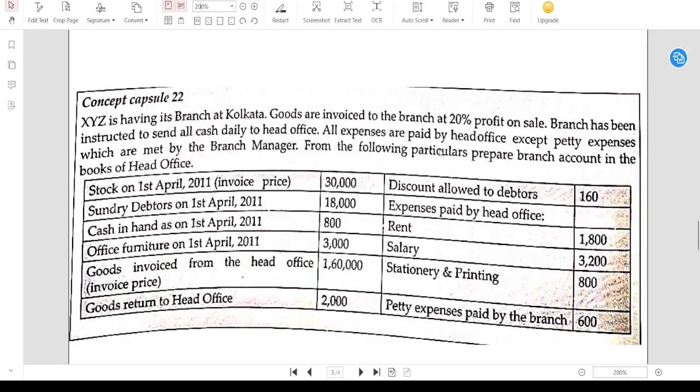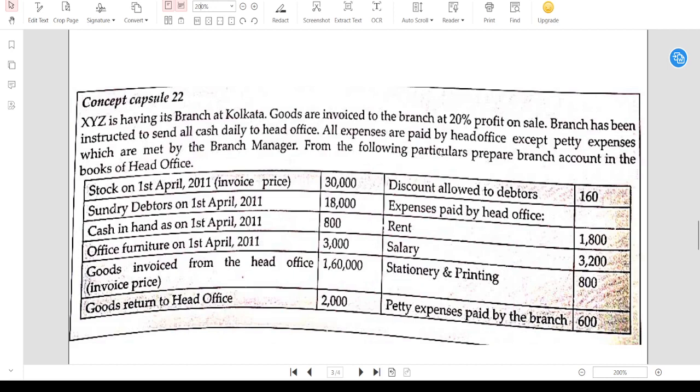सबसे फर्स्ट पॉइंट पे XYZ is a head office which is sending goods to the branch at Kolkata at invoice price, profit is 20% on sale. It means sale 100, profit 20, so cost is 80. So we need to just remember always that profit on sale means the invoice price is nothing but the sale price. In this given particular question, invoice price is nothing but the sale price.